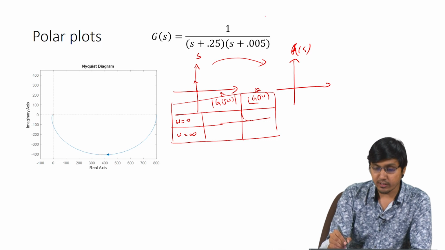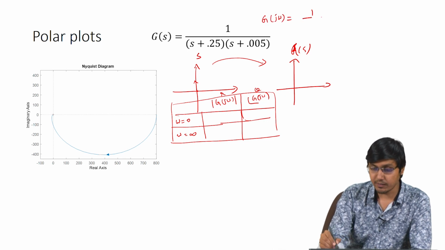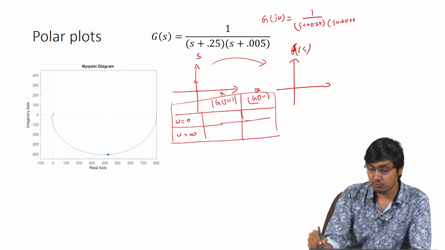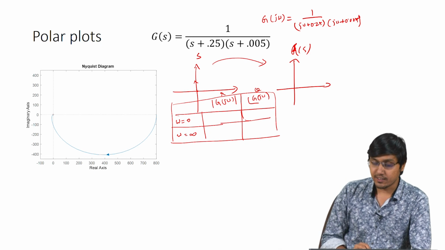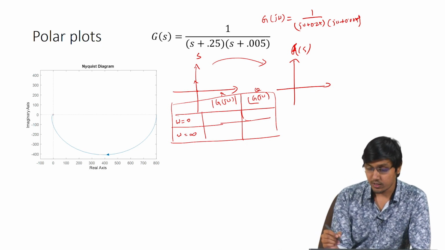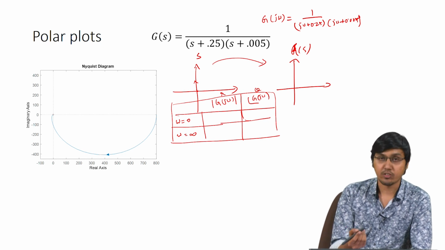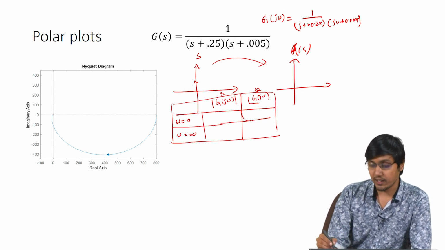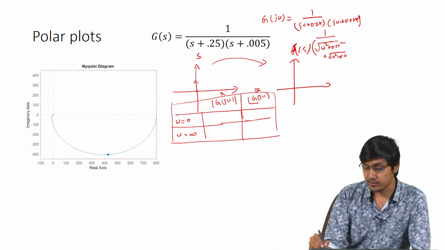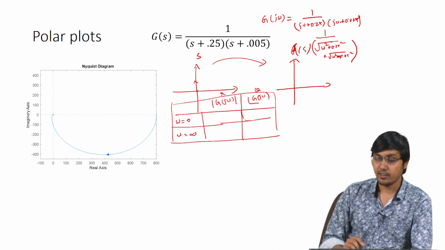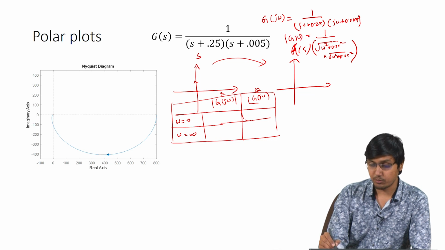We are going to have the complex number G(j omega), which is nothing but 1 by (j omega plus 0.25) times (j omega plus 0.005). If you find the magnitude of G(j omega), it becomes 1 by root of (omega square plus 0.25 square) into root of (omega square plus 0.005 square). This is what you get for the modulus of G(j omega).